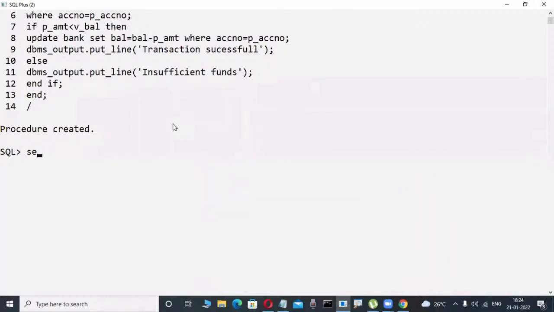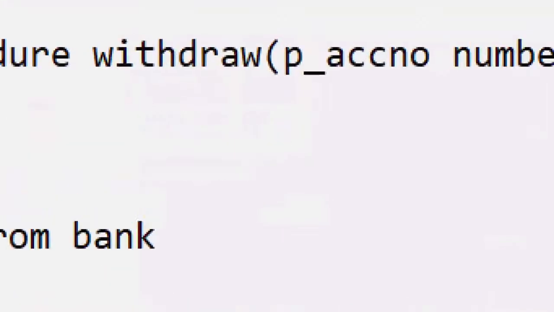Now check it out, observe it here. I try to check something. Here I'm executing: exec procedure name withdraw. Okay, fine, I'm calling this procedure withdraw. You may not have an idea about all these things. Just observe it here. Withdraw, that is the name of my program I'm giving.